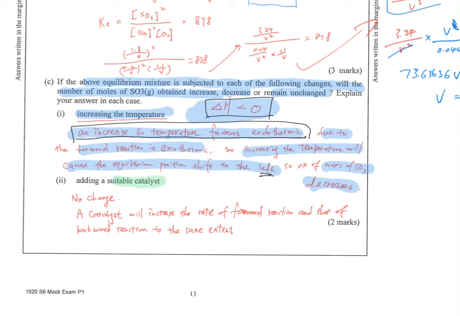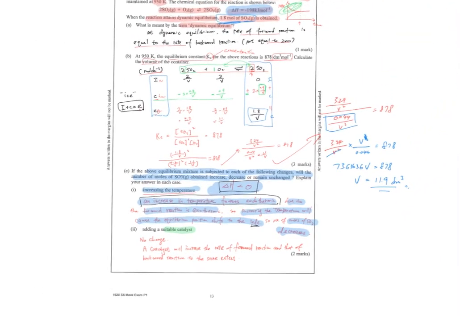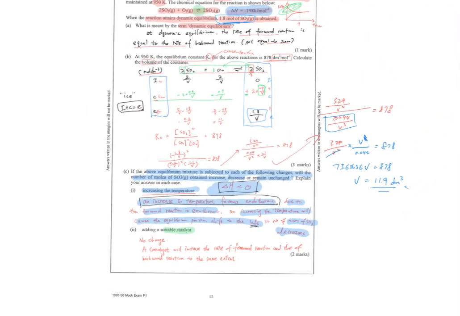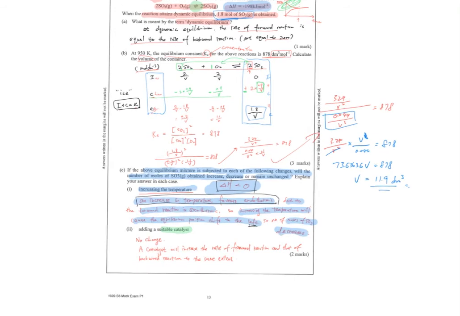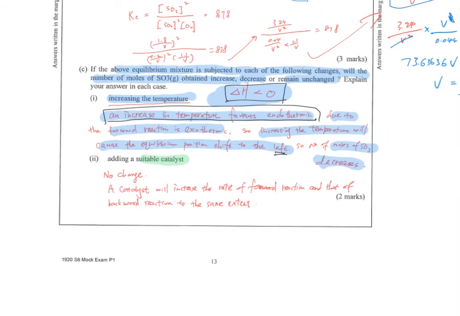So we know that this is an equilibrium reaction, so it is reversible. Can you see that here? Reversible symbol here. So when the catalyst increases the rate, it will increase the rate of the forward and the backward reactions to the same extent, so there is no shift of the equilibrium position, so no change in the amount of SO3.